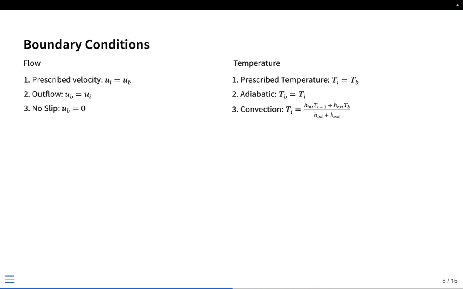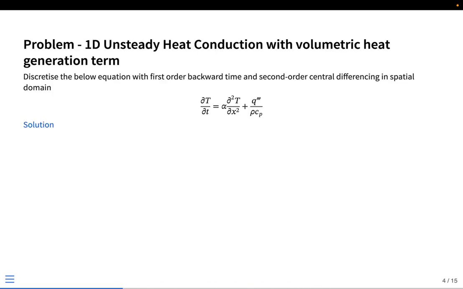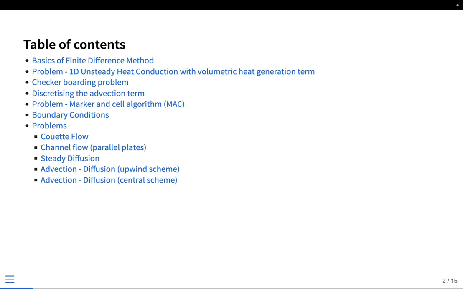Next week, so I'll quickly summarize whatever we have discussed in this week. We started out with the basic finite difference scheme, and then we learned how to discretize the problem. Then we discussed what the checkerboard problem means and how a staggered grid helps to solve that particular problem. Finally, we saw how to discretize the advection term of your Navier-Stokes equation, and we showed the pseudocode for the marker and cell algorithm, followed by the boundary conditions.